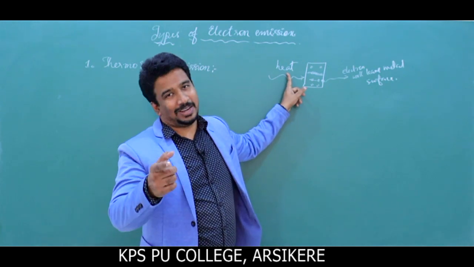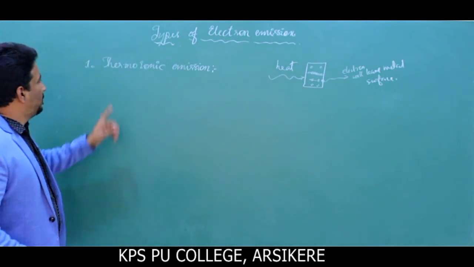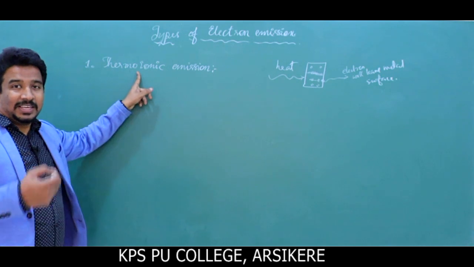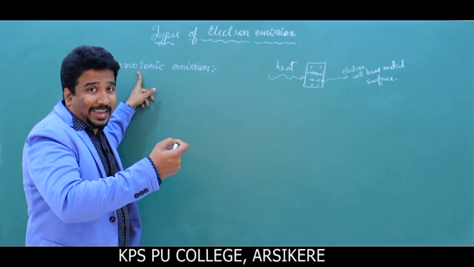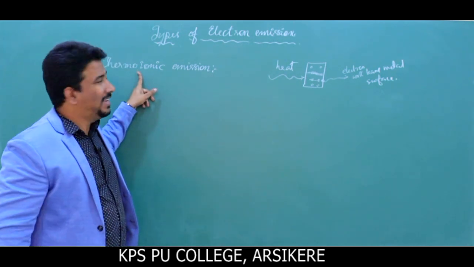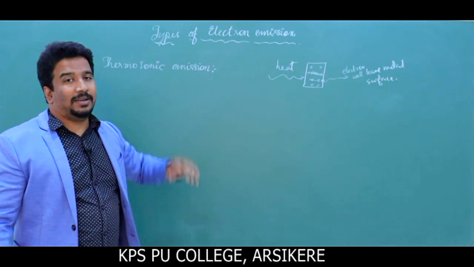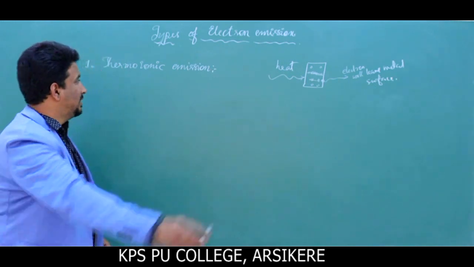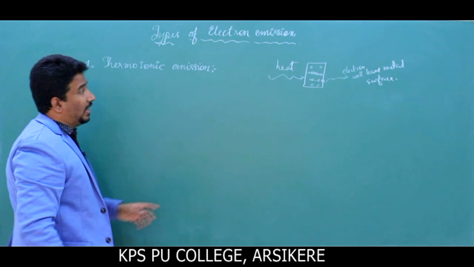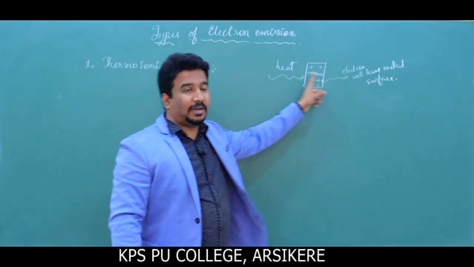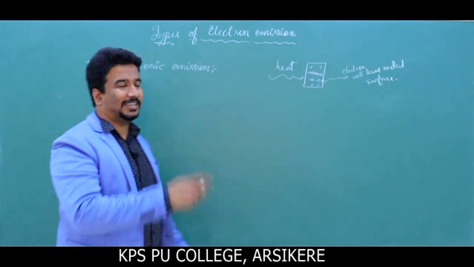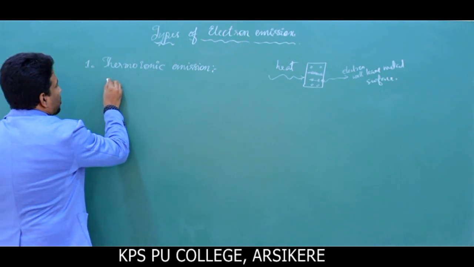What do we call heat? Thermo. So look here. Because of the thermal energy given, the electron has been ionized. It has been separated. So thermo-ionic emission. What is thermo-ionic emission? That is emission of electrons by the application of heat energy. Let's write the definition.